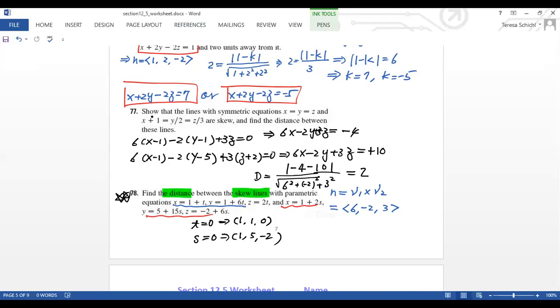Okay, that's it. I think we did a lot of problems in this assignment. I hope you can get a good understanding of these units, how to write the equations of lines and planes in R3.